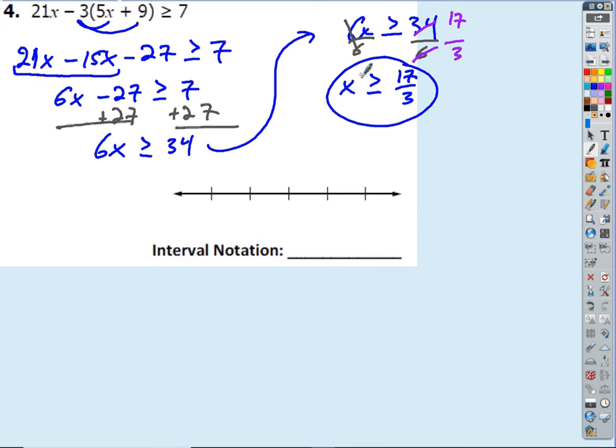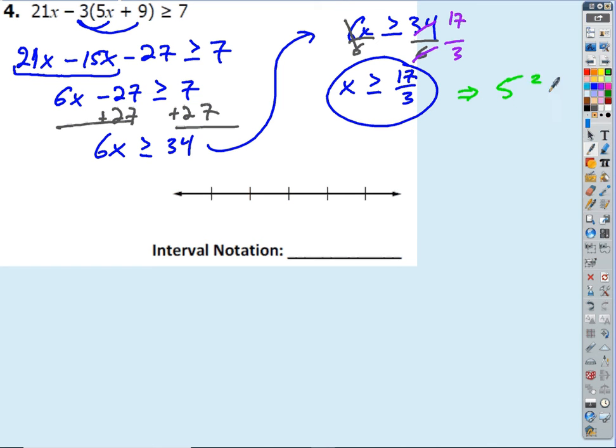So if I want to graph it on a number line, we got to think about, now we never want to write mixed numbers anymore. Mixed numbers are middle school stuff, right? That's not high school stuff. But I might want to know what this would be as a mixed number. If I were to write that as a mixed number, I would get what? 3 goes into 17 how many times? 5. And how many are left over?